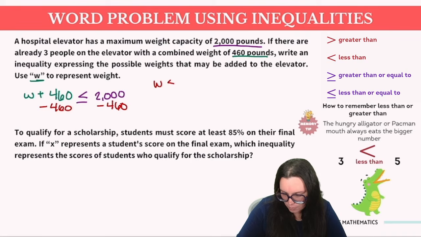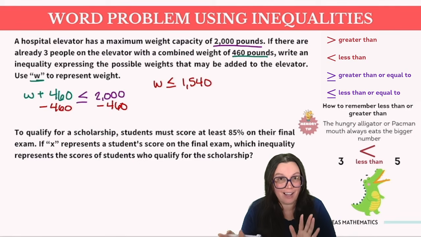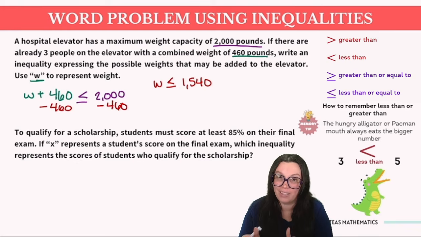And that is going to give you W is less than or equal to 1,540 pounds. So at most, the most that they can add to that hospital elevator is going to be 1,540 pounds with those additional people that are already on the elevator.